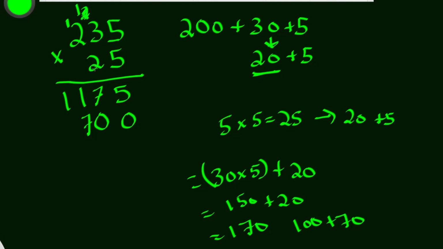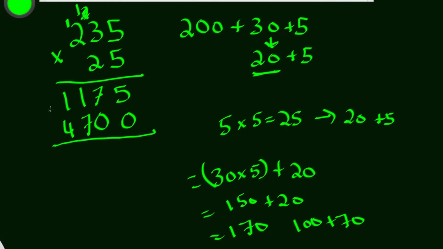Next up, 20 times 200, or 2 times 2, is 4. 20 times 200 is 4,000. Oh, look at that. The 4 is in the thousand spot. Or 2 times 2 is 4. Whatever way works for you.